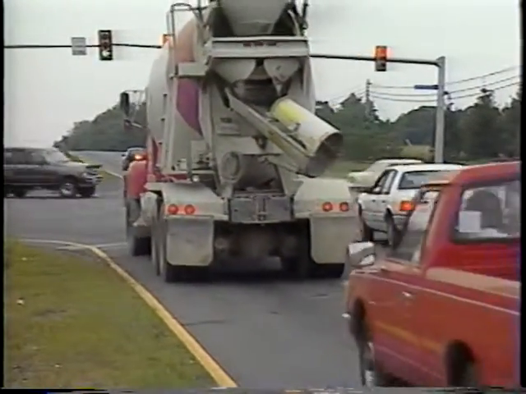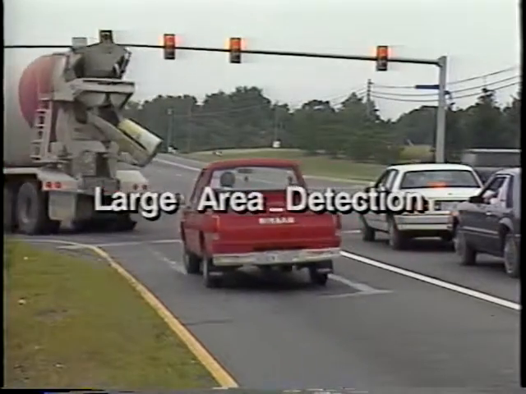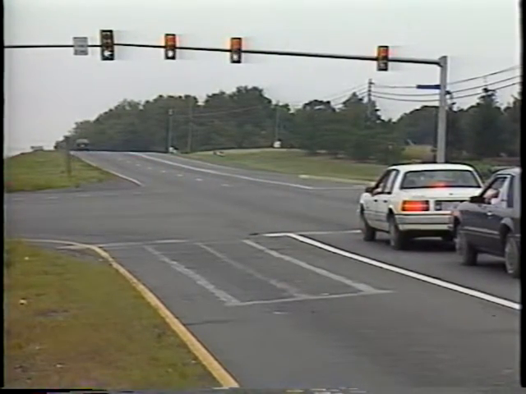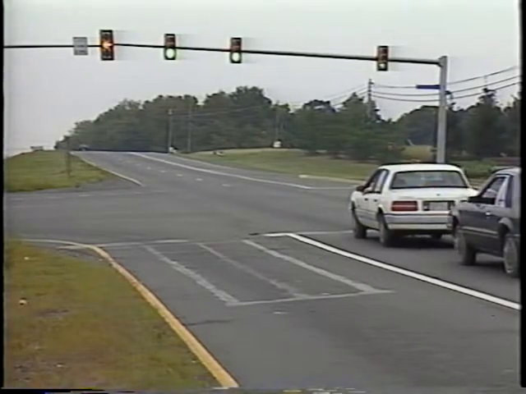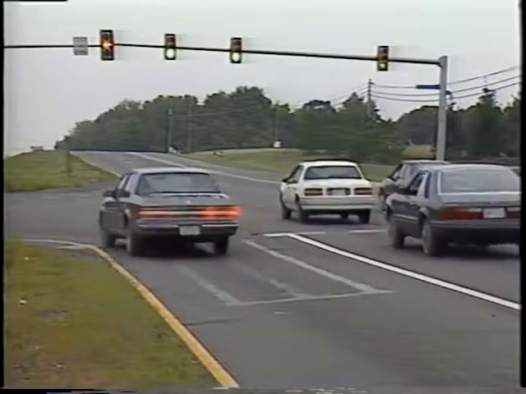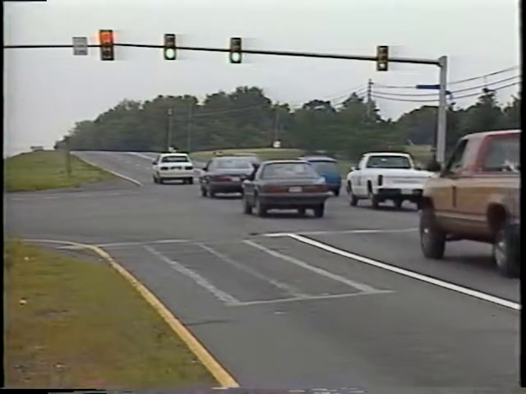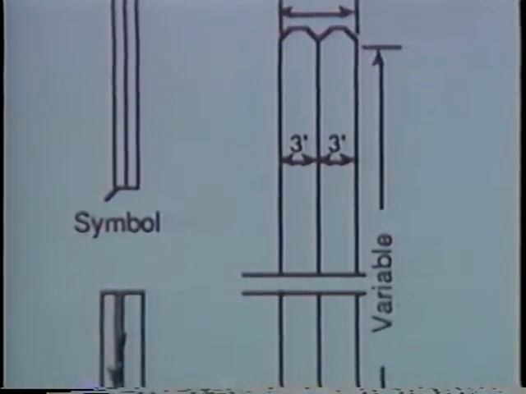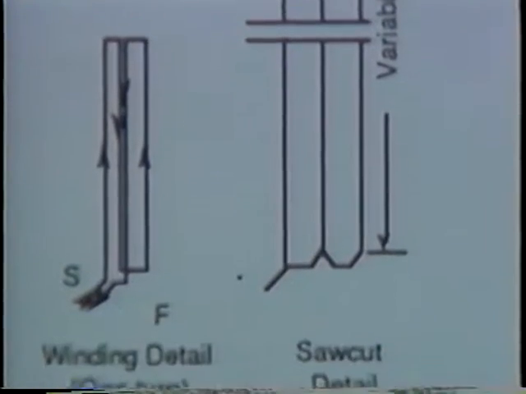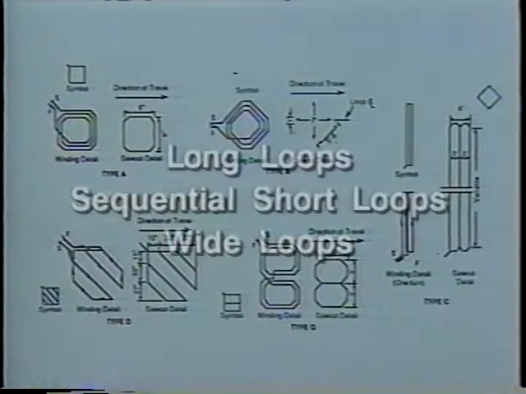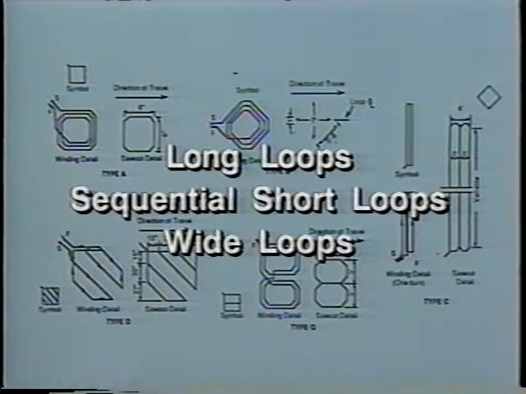Large area detection normally consists of a detection zone that covers an area of 20 feet or more in a traffic lane. Primarily presence detection, it registers the presence of a vehicle as long as that vehicle occupies the detector zone. Originally, large area detection utilized a single long loop which encompassed the entire zone. Today, you can choose long loops, sequential short loops, or wide loops in a large area detection design.